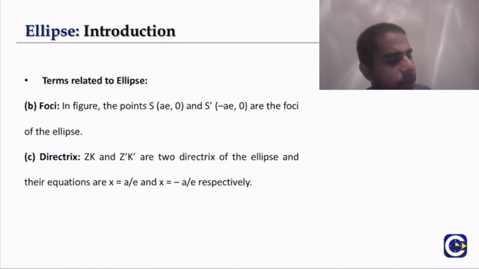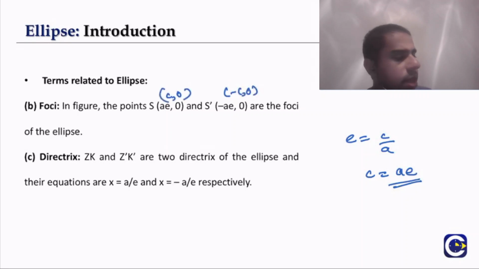Foci S (AE, 0) and S' (-AE, 0) are the foci of the ellipse. Why have they given A? We know that eccentricity is equal to c by a, so c, which is the focal length, is AE. That's why the c comma 0 and minus c comma 0 we denoted in the previous diagram is being denoted as A into E, that is, the length of the vertex from the center of the ellipse multiplied by the eccentricity.